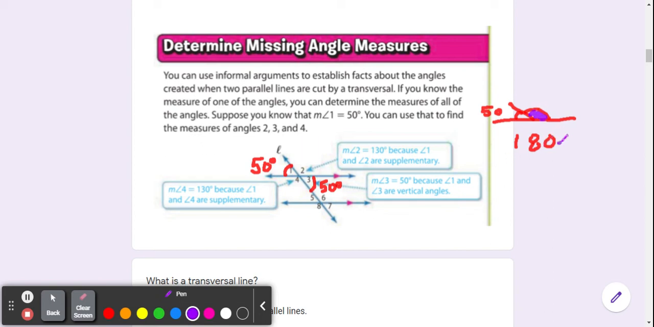all I have to do is subtract the 50 from the 180, and that'll give me 130, I believe. And that would be this piece here. And that's what it says here: the measure of angle 2 is 130 because angle 1 and angle 2 are supplementary. The measure of angle 3 is 50 degrees because angle 1 and angle 3 are vertical angles.